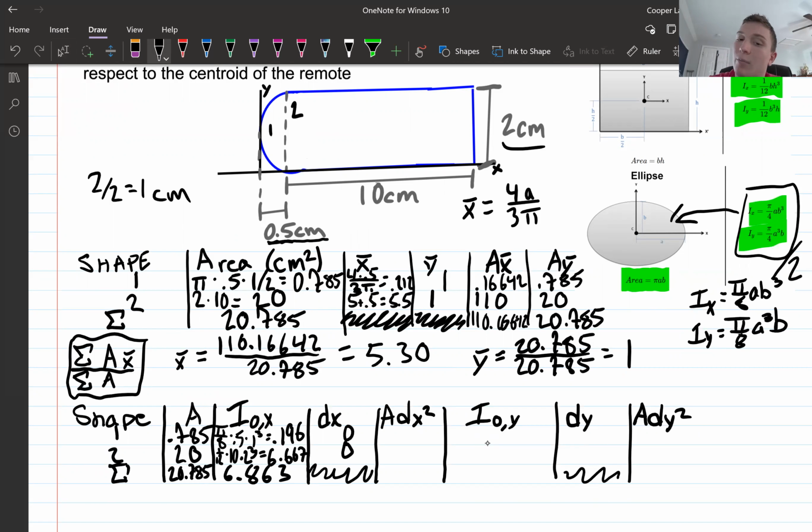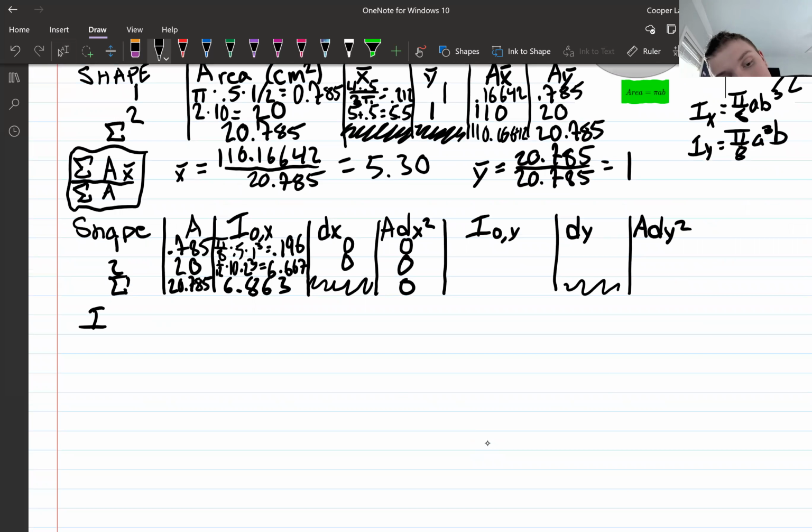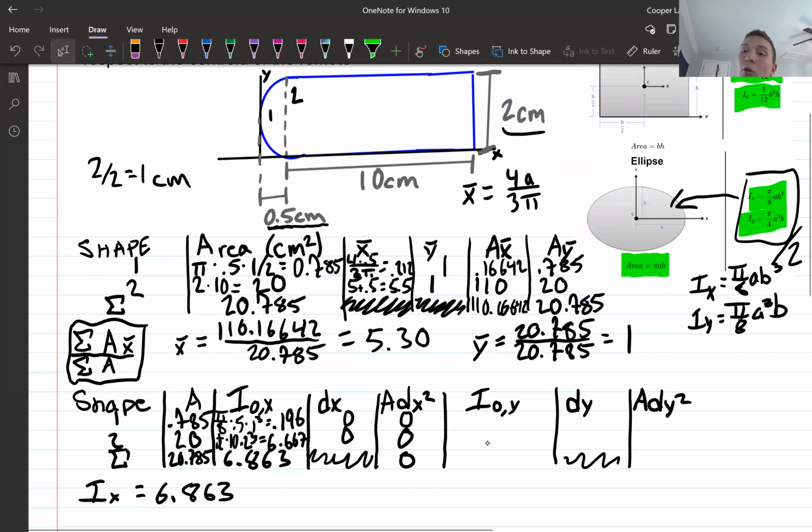Now, given that we know that dx equals 0, we can take our A dx squared for both of those, and those are both going to be 0, because if you square 0 or multiply anything by 0, you're going to get 0. This means our inertia in the x direction about the centroidal axis equals 6.863, because we're taking that value and adding 0 to it. So now we're going to start worrying about our y direction.